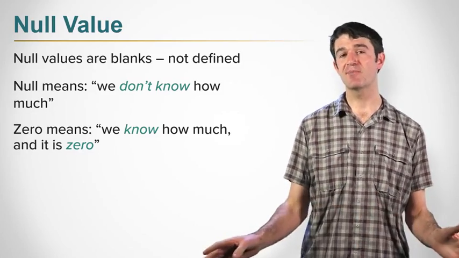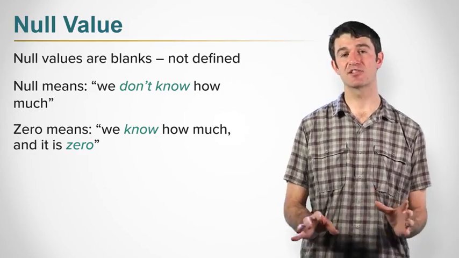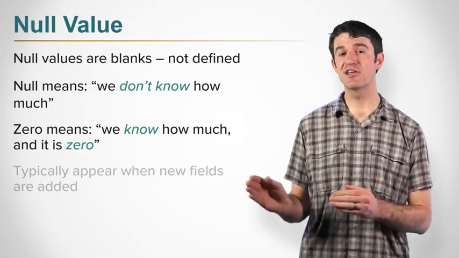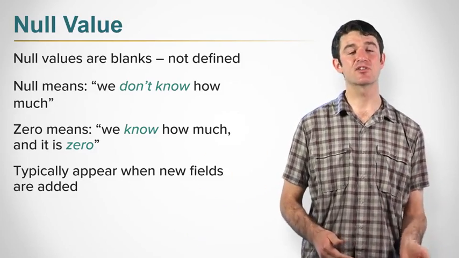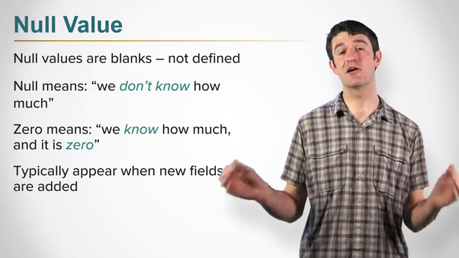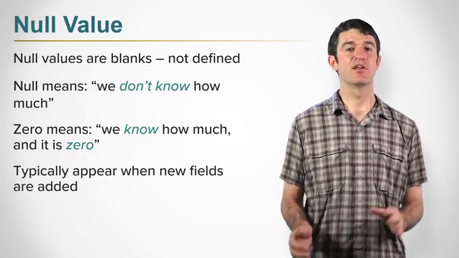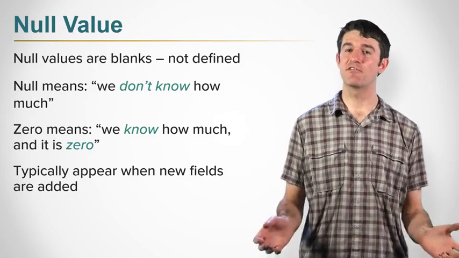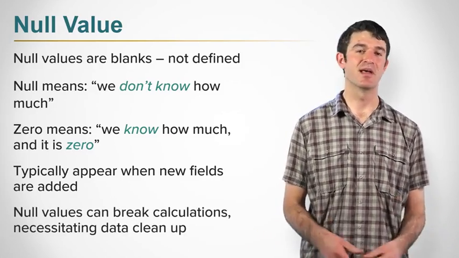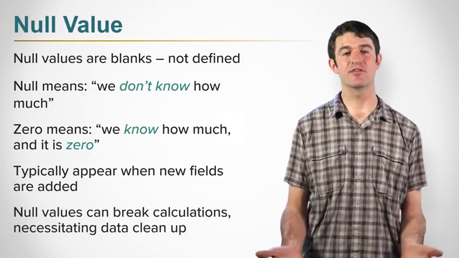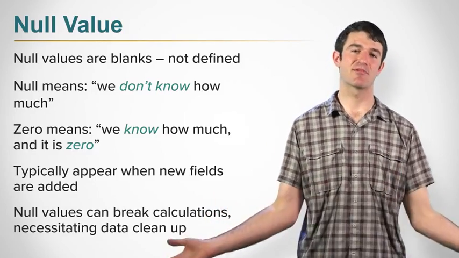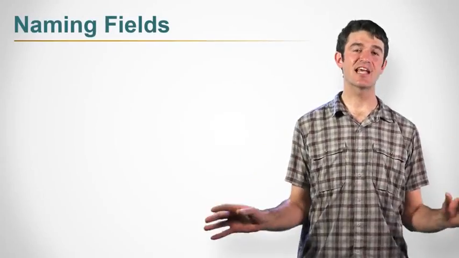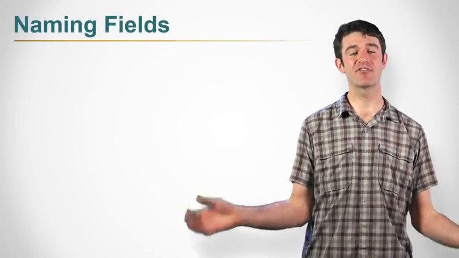Null values often appear in data tables that already have records in them when we add a new field but haven't yet populated our values. The database adds the new field with null values representing that there is no value for that field yet. Null values can be something to watch out for though, because they can break things. Doing math on a record with a null value can result in null values rather than zeros, and data cleanup can then be required.